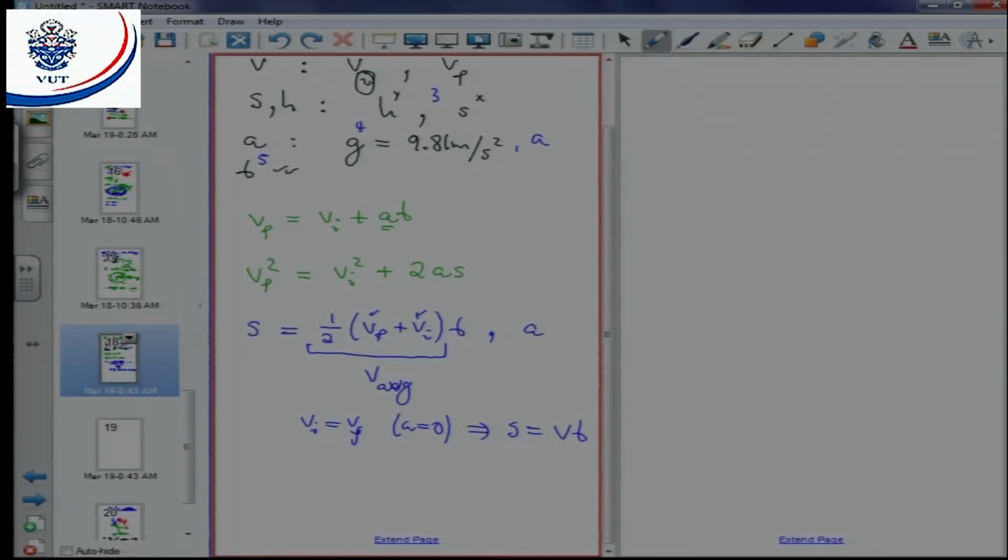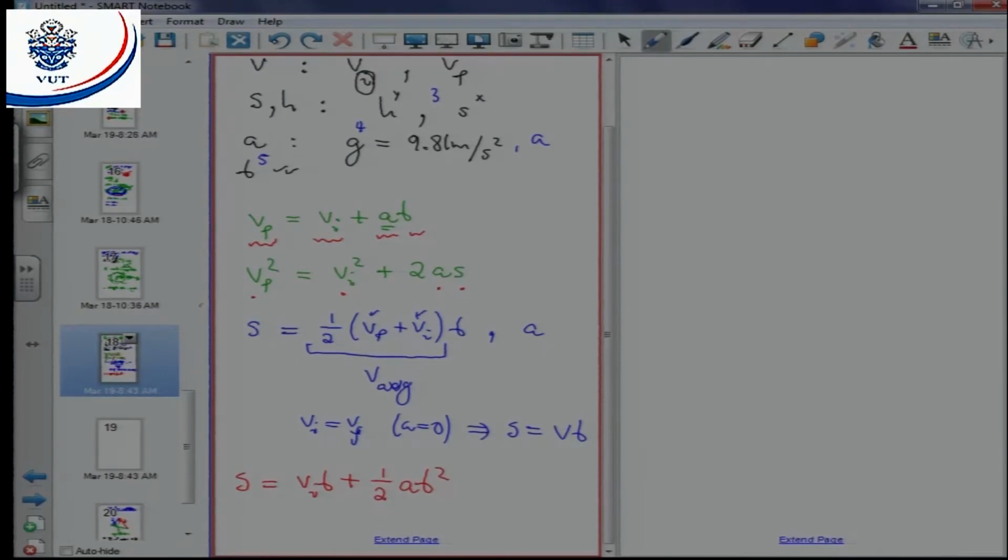And then finally we have the equation of motion S equals Vi t plus 1/2 a t squared. If you check all of these equations, they only have 4 variables. So it's Vi, Vf, a, and t in the first. Here it's just Vf, Vi, a, and s.